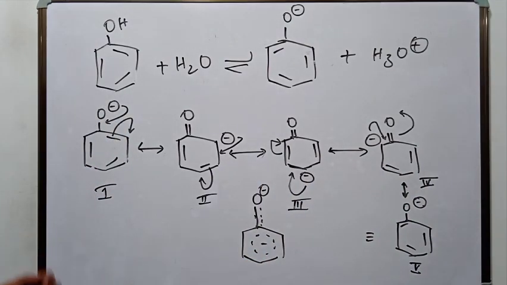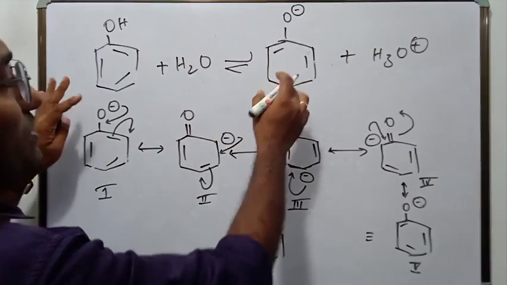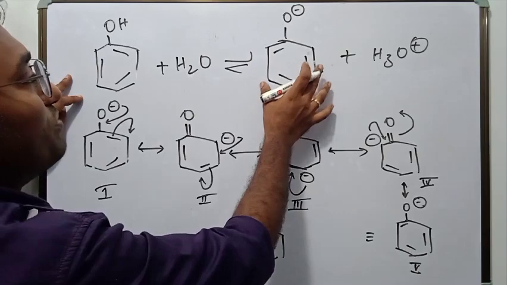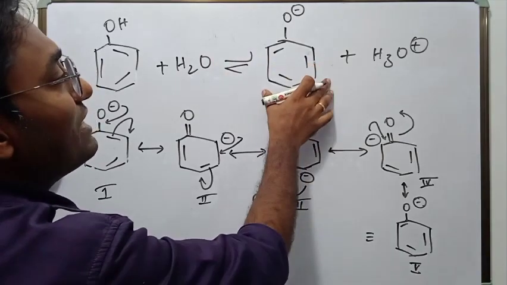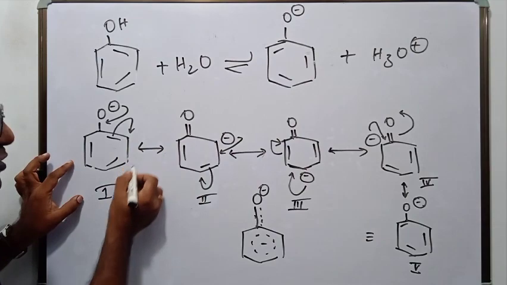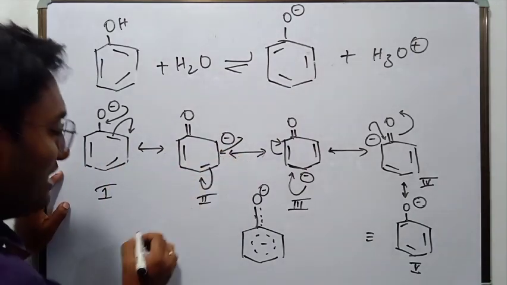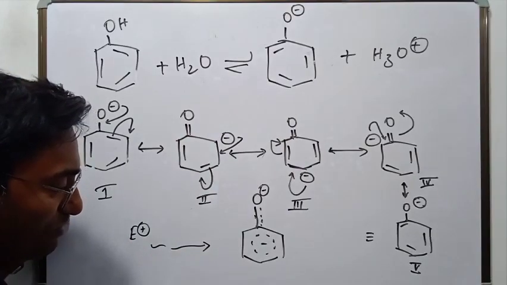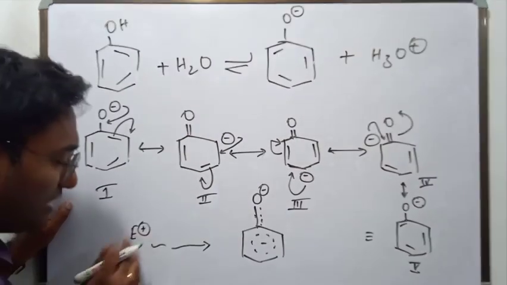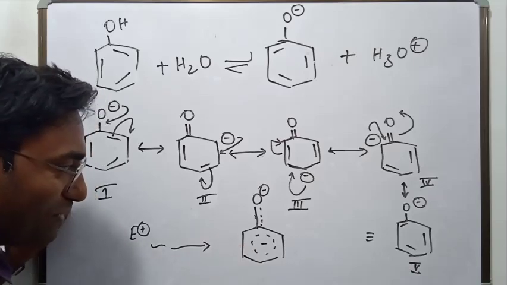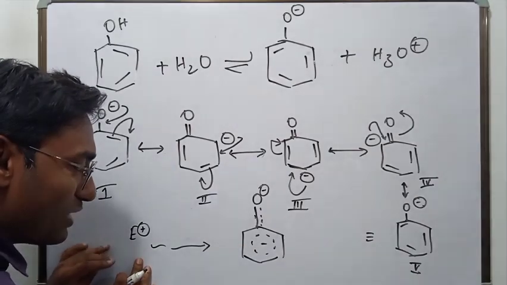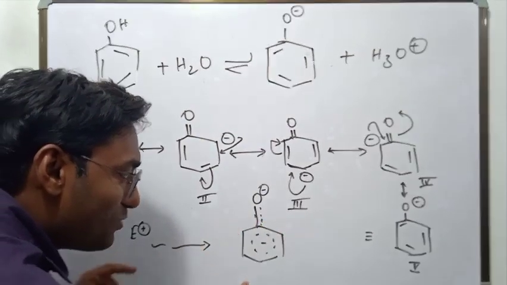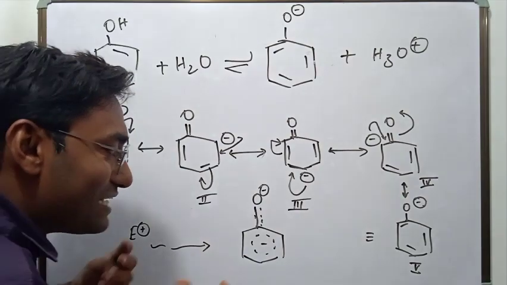So what I want to tell you here is that the phenoxide ion is favored. Why? Because the phenoxide ion is stable. Why is the phenoxide ion stable? Because the electron is delocalized. If an electrophile wants to attack the resonance hybrid structure of the phenoxide ion, would it be able to attack it? No, it won't be able to attack, correct? Because the electrons are always in motion. This motion is called delocalization. This is called resonance, correct?